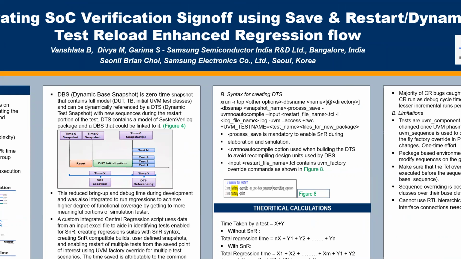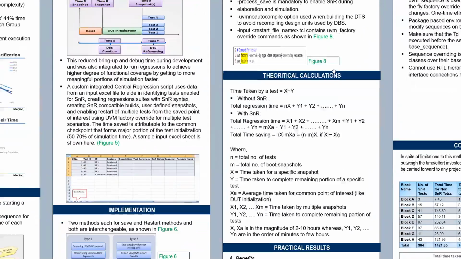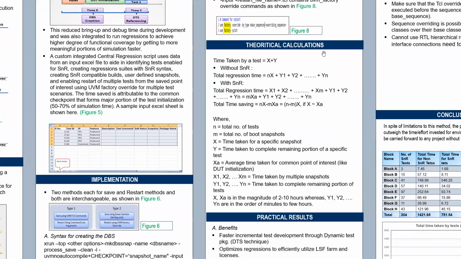So the next section here deals with the theoretical calculations. Let's consider a test taking X time for bring up and Y time for remaining simulation. A regression with n tests, when run with and without save and restart, yields a total time saving of at least 50%. The cumulative time saving would largely depend on the total number of snapshots that are created and the number of tests to be run in the regression. Eventually, the more the difference, the more we save.